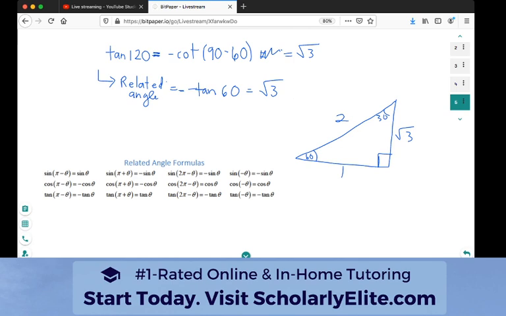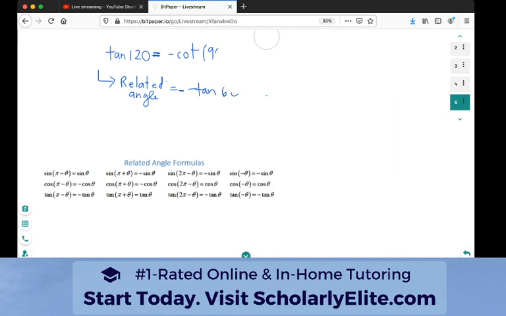Alrighty, guys. And we know that in quadrant 2, it's going to have to be negative because one of them is going to be negative. And so this is root 3. So basically when you're asked to solve for a correlated angle, it's easiest to solve for your related angle just to make sure that you're correct, and then make sure that your sign is correct. Okay? So let's go ahead and do the same concept, but just with radians at this point.